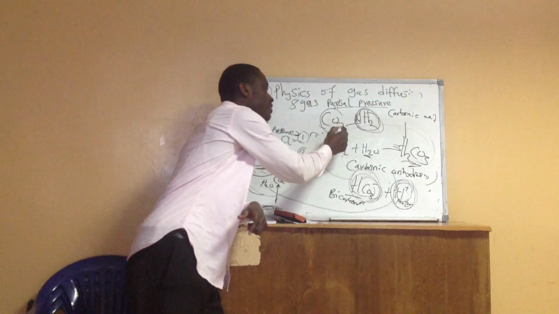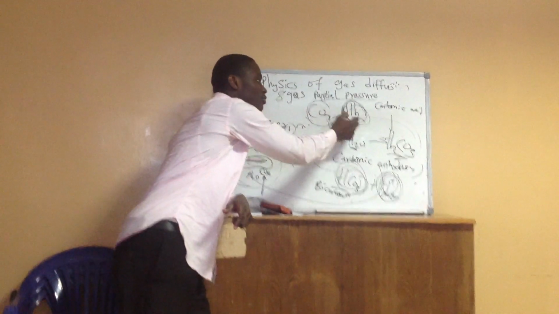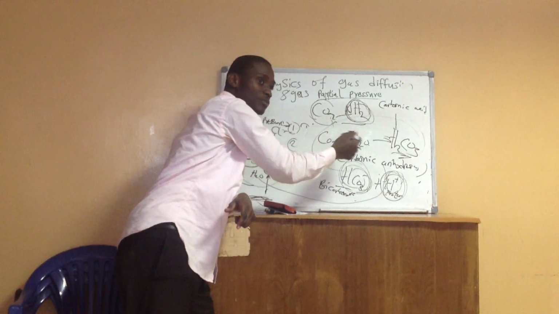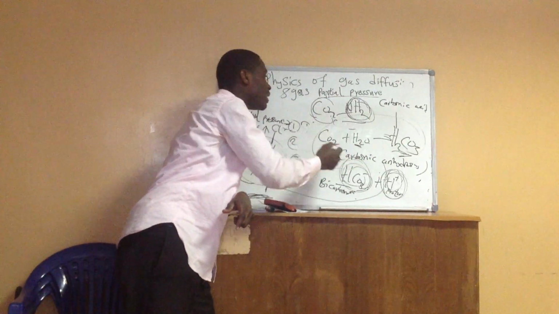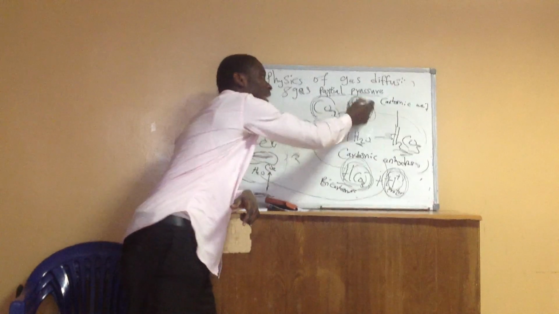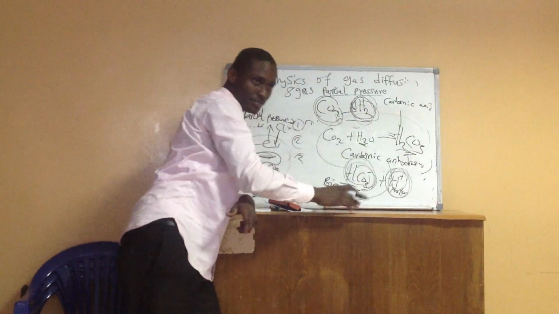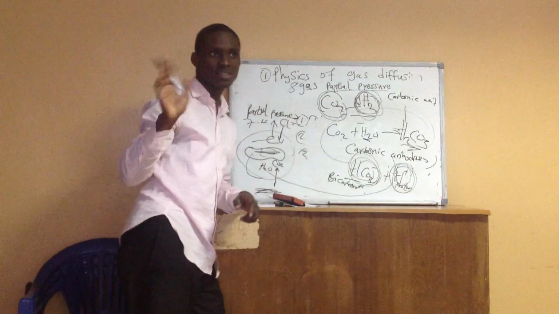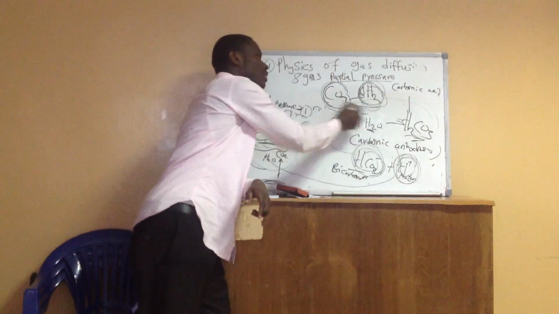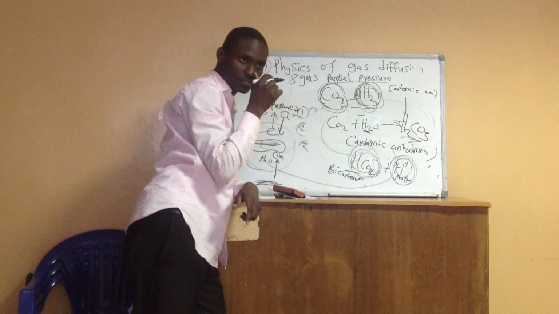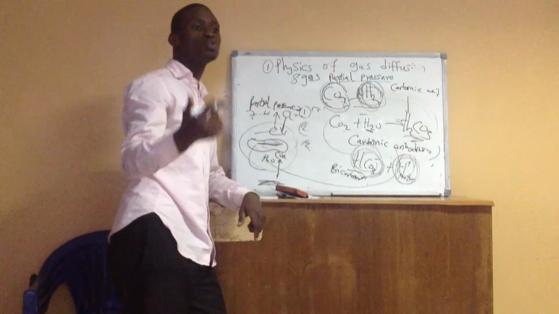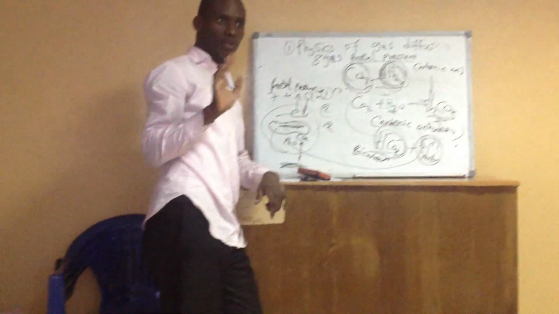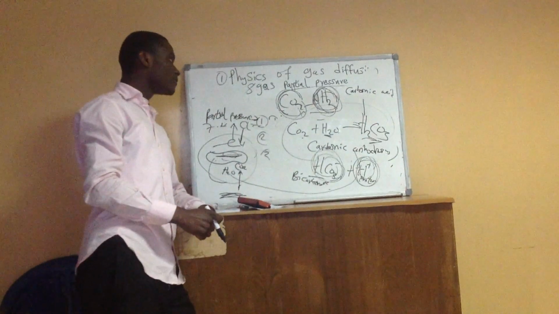So, this CO2 that binds to the amino end of the hemoglobin is given the name, or this transport form is given the name, carbaminohemoglobin. Is it clear? Carbaminohemoglobin. So that is how CO2 is transported by hemoglobin. You get the point very well. Very good.